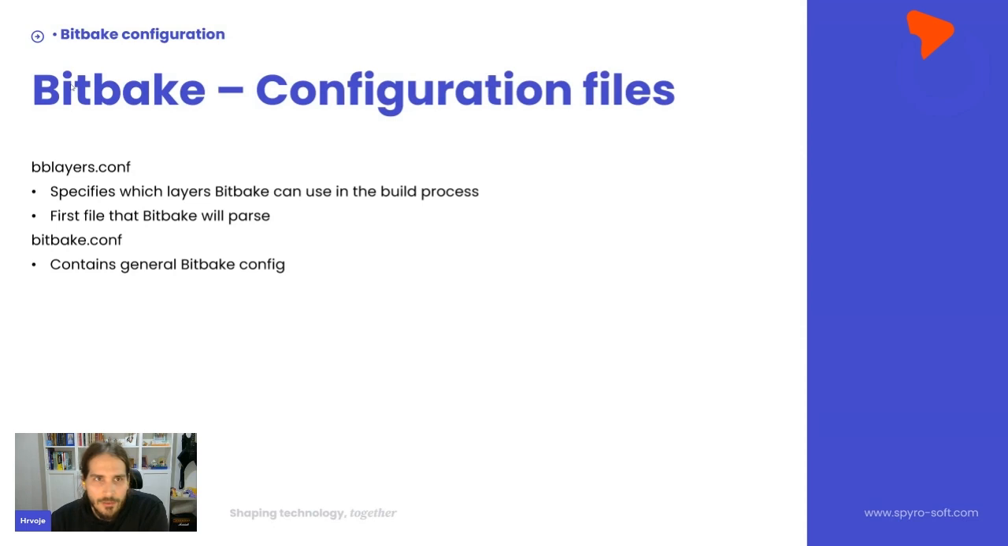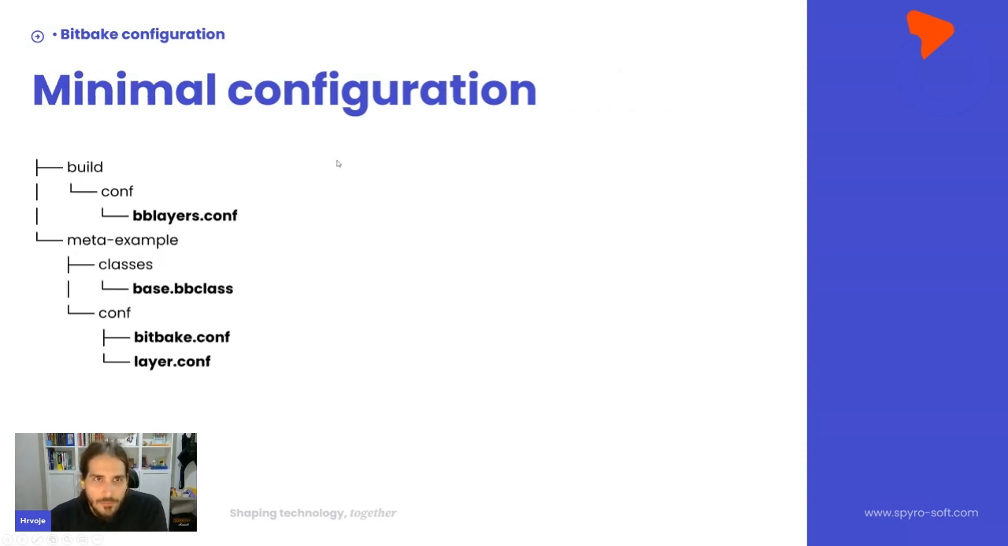So first thing, when you run the BitBake command, it will try to find this bblayers.conf file and look for all the layers that are defined here. Other than that, we have bitbake.conf, which is also required, and this one contains a lot of variables that are just general BitBake configuration. We'll take a look at them in the demo. But for now, let's take a look at how a minimal BitBake configuration would look.